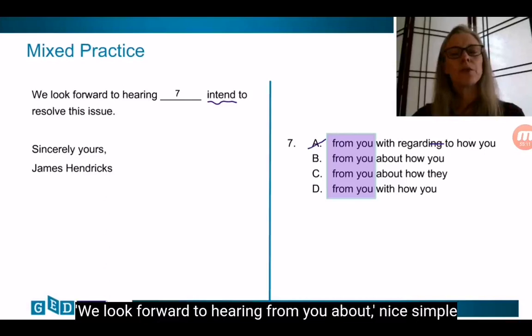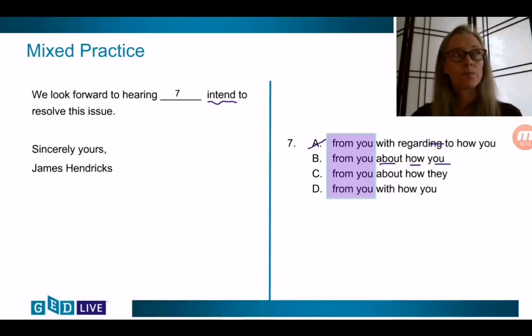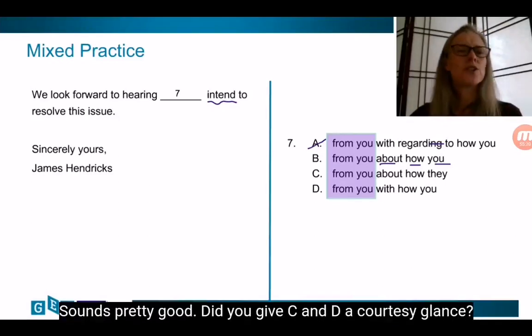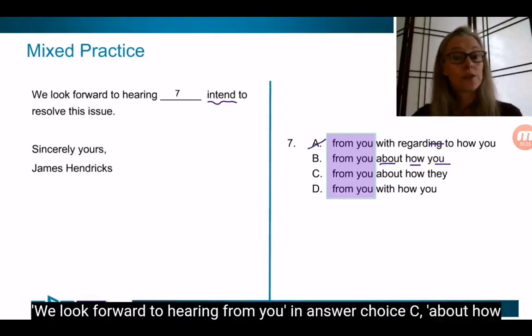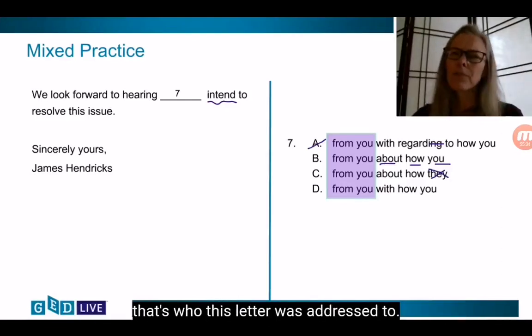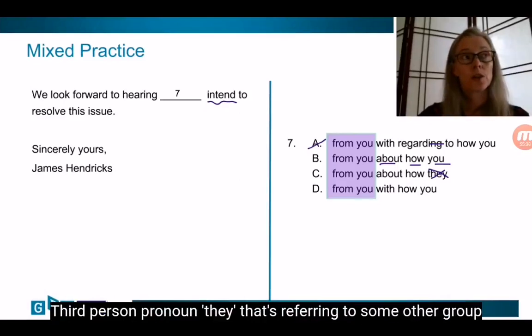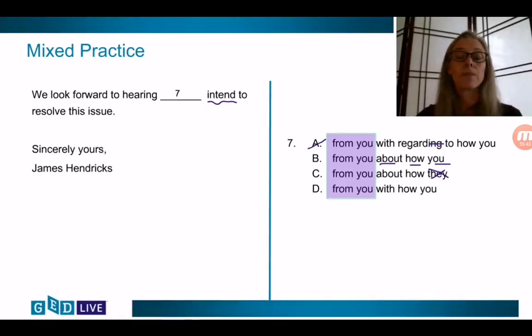We look forward to hearing from you about, nice simple word, how you intend to resolve this issue. Sounds pretty good. Did you give C and D a courtesy glance? We look forward to hearing from you in answer choice C about how they. No, we are still addressing the CEO of this company. That's who this letter was addressed to. And so there's no reason to bring in this, again, third person pronoun "they" that's referring to some other group of people, whoever that might be.